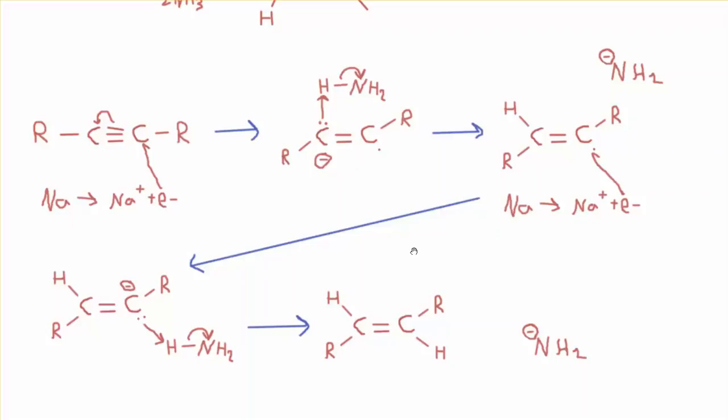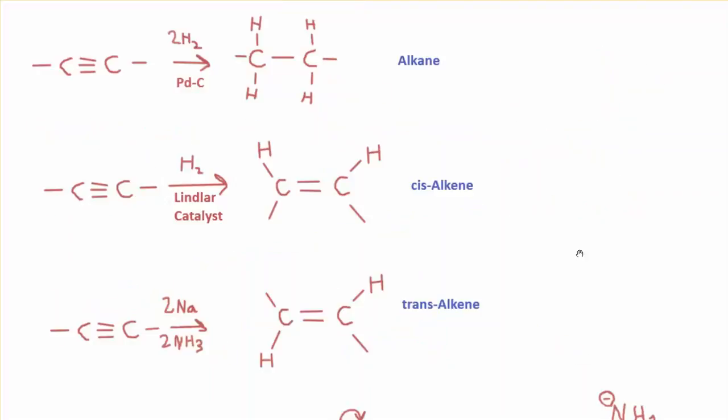An important point to note about this reaction is that it will always give you the trans version of the alkene, because the trans version is more stable due to the two R groups pointing away from each other. In summary, you can reduce an alkyne any of three different ways depending on which reagents you choose to use.